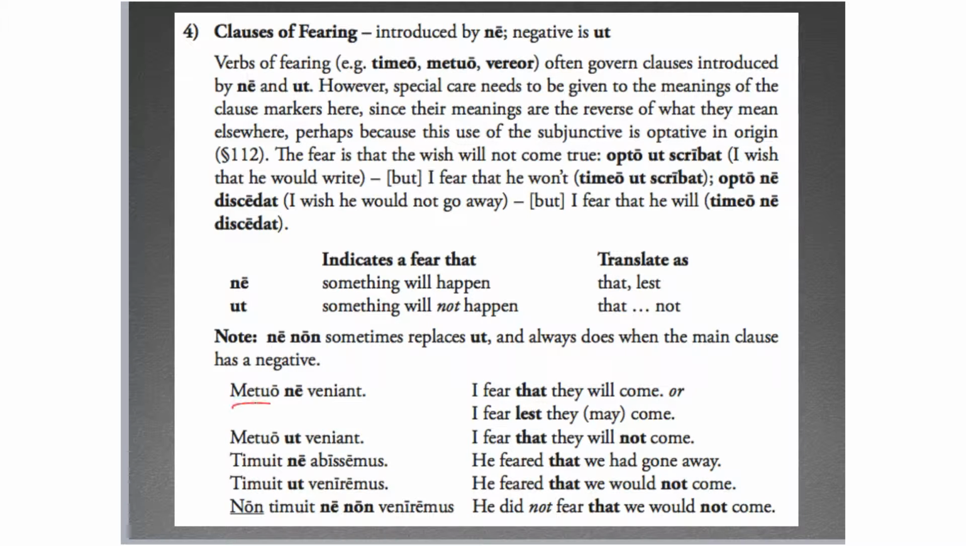So in other words, here, I'm afraid that they will come, okay? The ne is the positive. There's no not in the main clause, whereas here, I'm afraid that they will not come. Okay? The ut includes the negative. As with the other verbs, you need a verb of fearing, some sort of specific verb to introduce it. In this case, a verb of fearing to introduce the fearing clause, and ut and ne are the conjunctions, or I suppose I should say ne and ut.